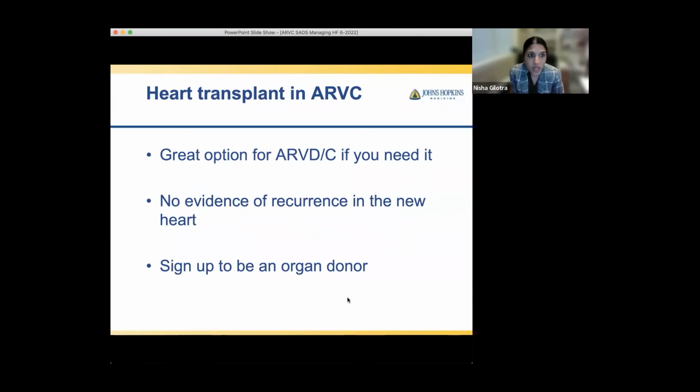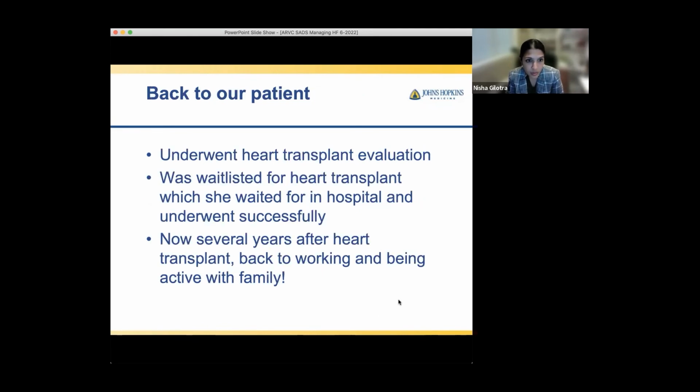So in summary, heart transplant in ARVC is a great option if you need it. There's no evidence of recurrence in the new heart. And so, for those who are eligible, just a call to encourage folks to be organ donors, because that's really what it relies on. So back to our patient, she underwent a heart transplant evaluation. She was waitlisted in the hospital and underwent transplant successfully within a few weeks. And now, several years later, she's back to working full time and being active with her kiddos and family.